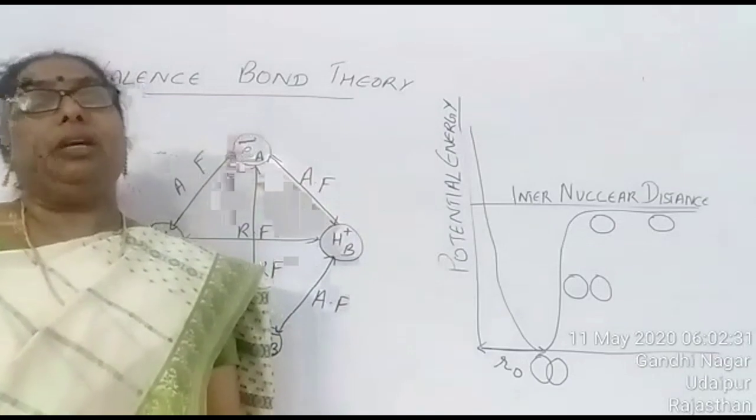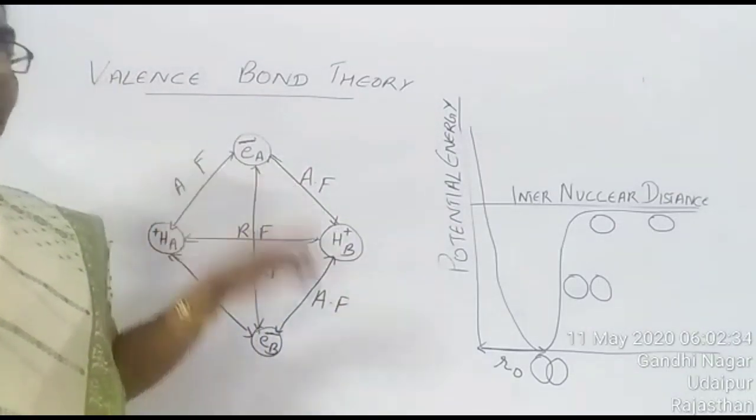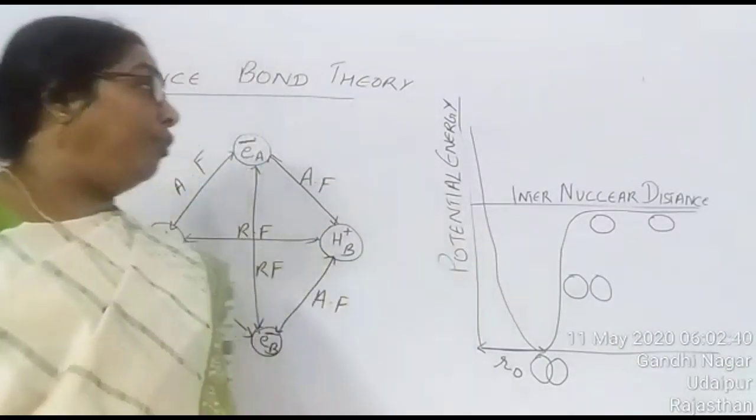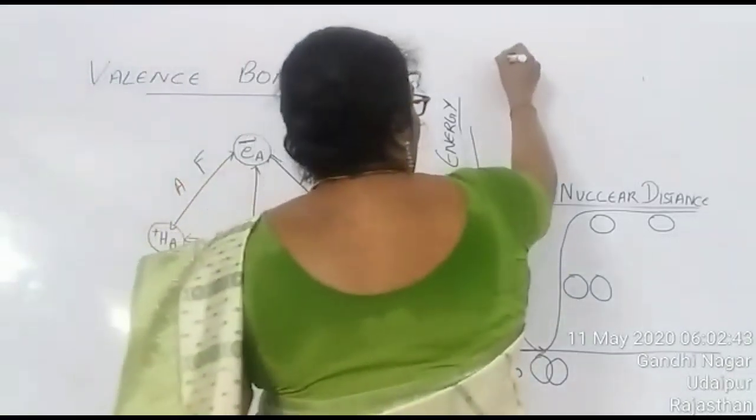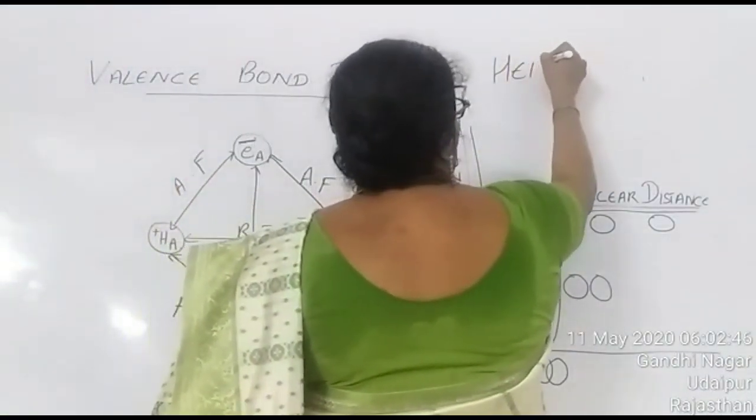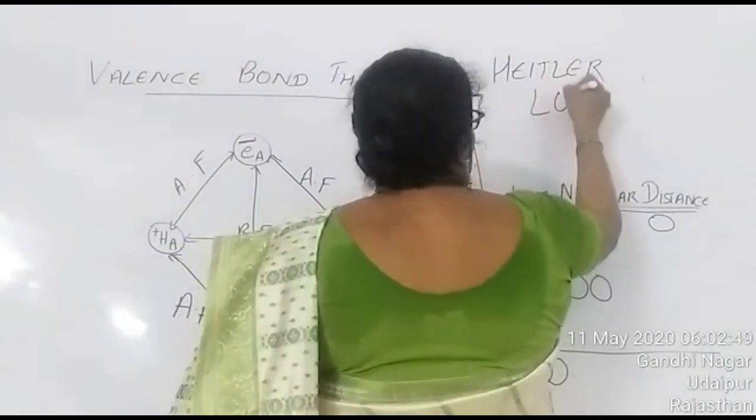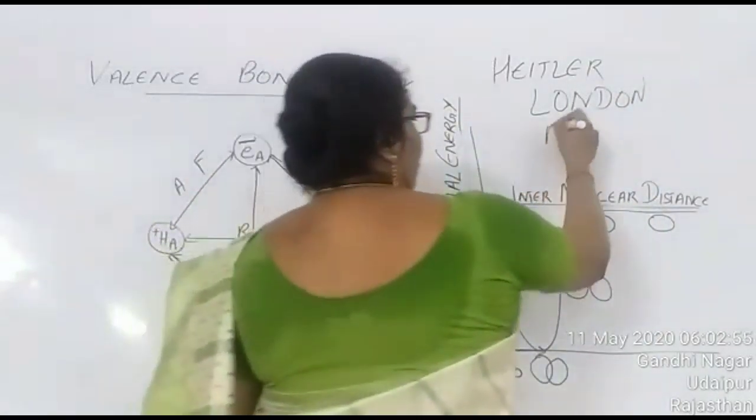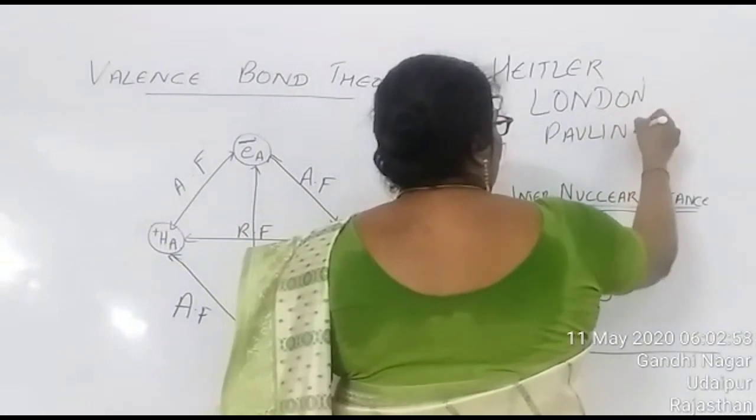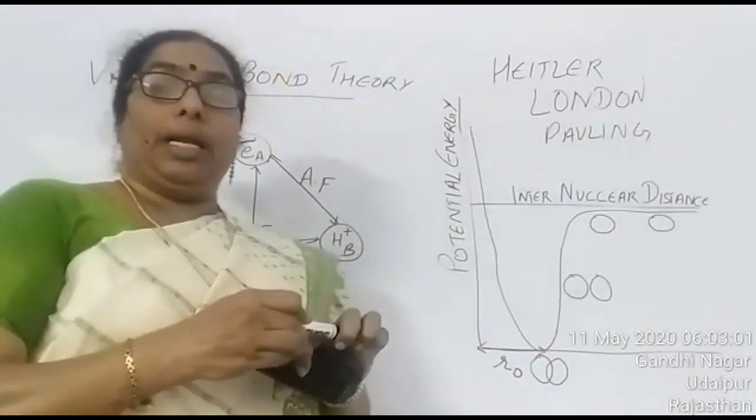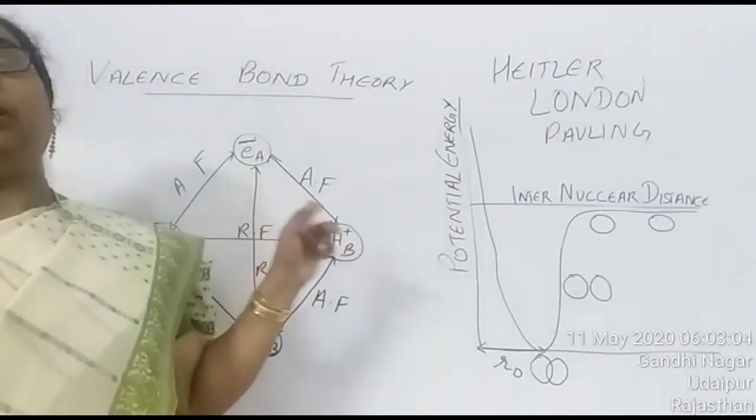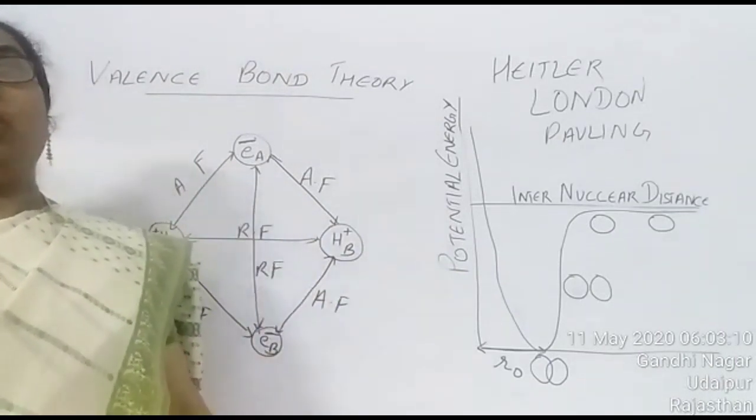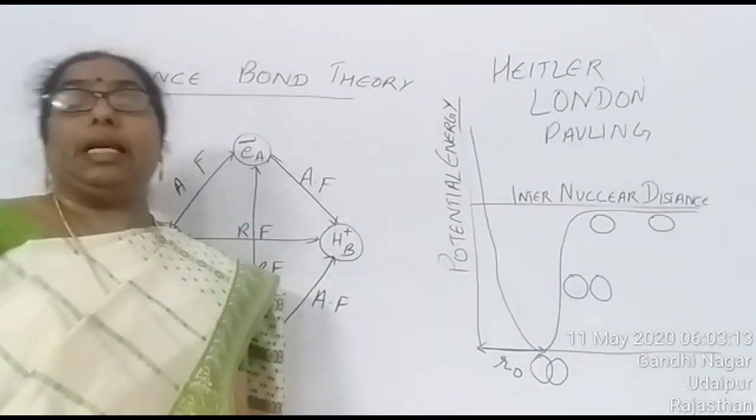So, now let us start with valence bond theory. This theory was first put forward by Heitler and London. Some improvement in this case was done by Pauling. Even though it was put forward by Heitler and London, the improvement has been done by Pauling. Valence bond theory is otherwise termed as orbital concept theory. Is it clear?